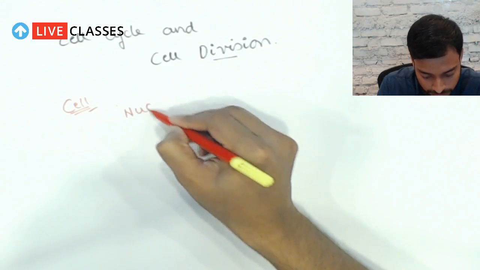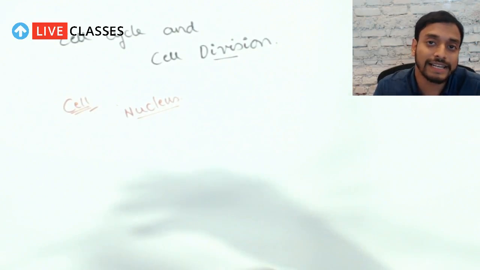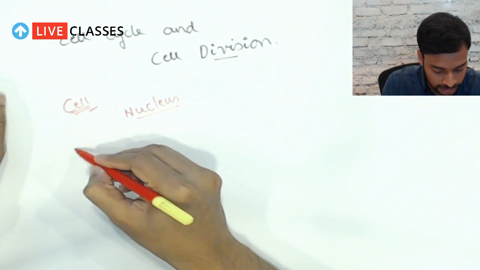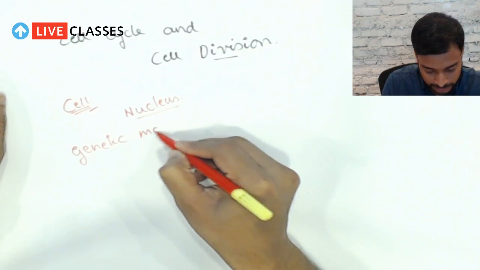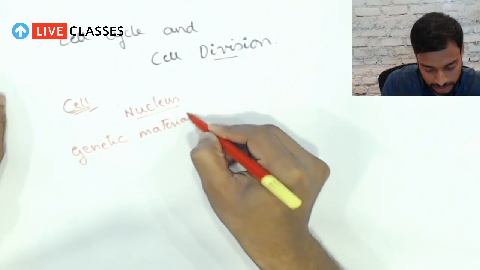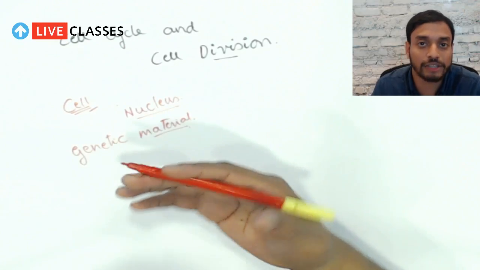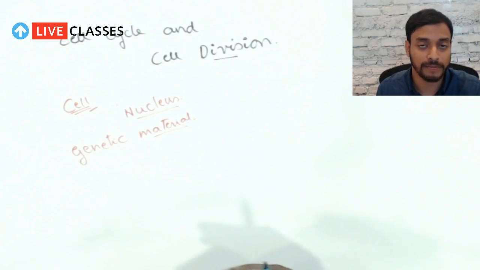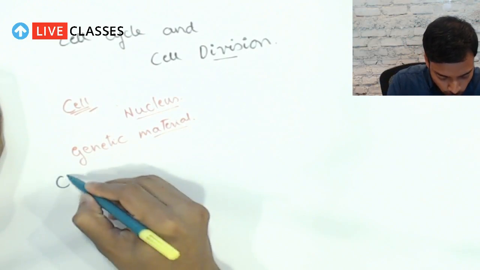Okay, nucleus. So what is the nucleus? It is a dense matter which is present inside the cell. And what is present inside the nucleus? That is the genetic material. Now, what is this genetic material in case of human beings? It is DNA, right? And this DNA, I'm sure you must know, remains in a chromatin form. Okay, chromatin.